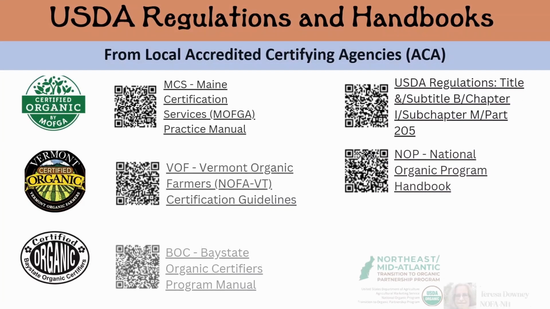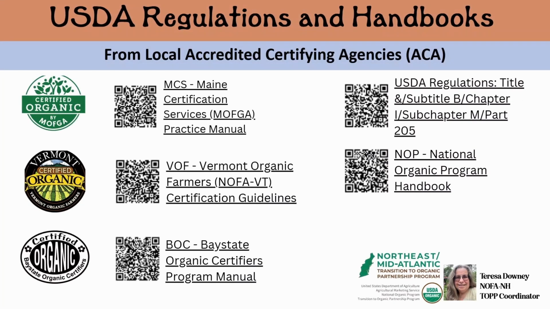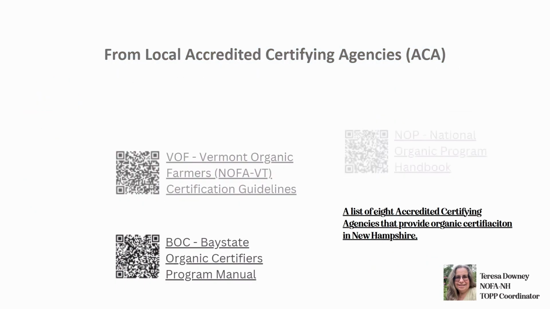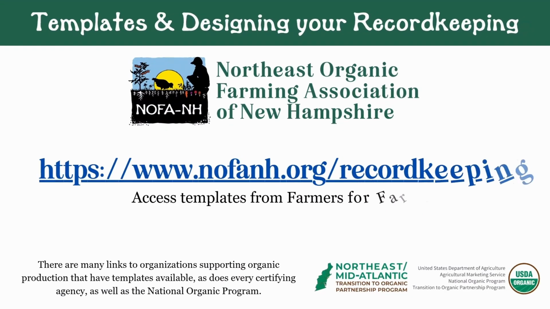New Hampshire producers can receive certification in any of 4 organic scopes via 8 accredited certifying agencies. Using the QR codes, 3 of the local ACA handbooks are listed here, as well as links to the USDA Organic Regulations and the handbook from the National Organic Program. NOFA New Hampshire's record-keeping webpage is another resource for ready-made templates and ideas from farmers for farmers to create your record-keeping system. Finding the right approach that suits you and your operation is the next step.